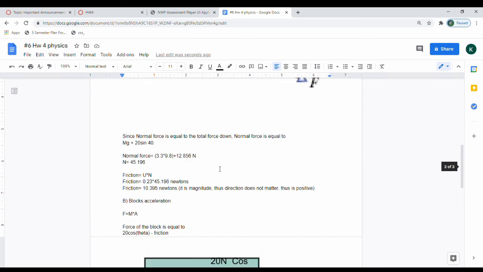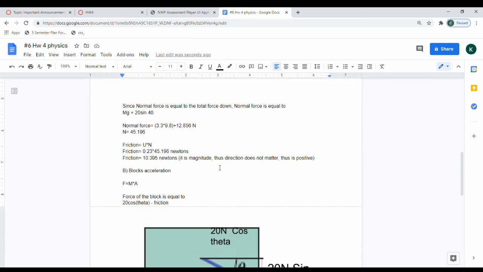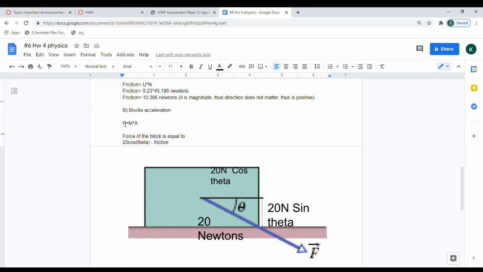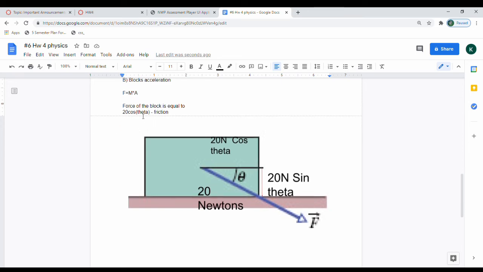And then for the acceleration, number B, remember, I think it's Newton's second law, force equals mass times acceleration. So the force on the block, using the same picture from before, we can figure out is 20 cosine theta minus friction. Why minus friction? Because friction always opposes your movement. That's what friction is. So it's cosine because it's adjacent, and this angle is pushing this way.